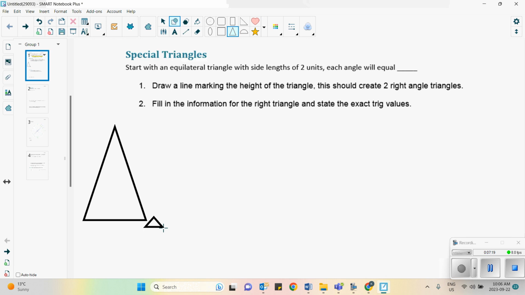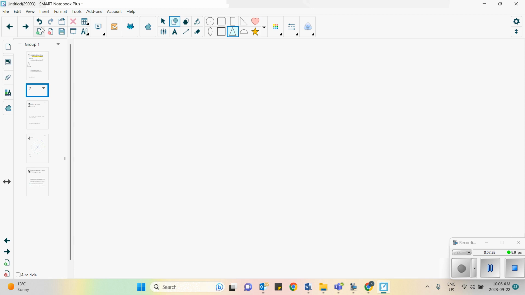Oh, things are happening that I hadn't anticipated. That is not an equilateral triangle. What is that? I would say probably it was an isosceles. The two sides were the same.